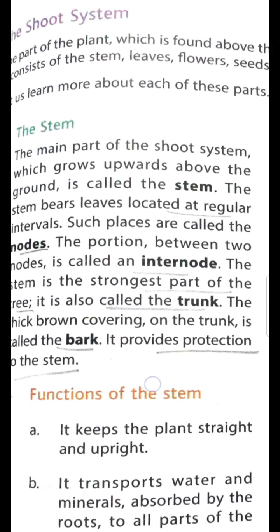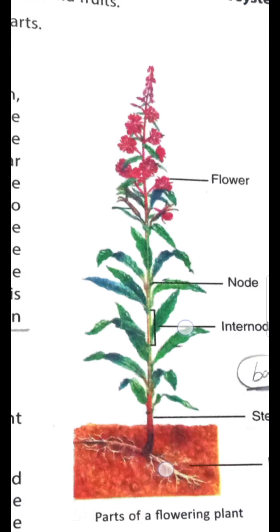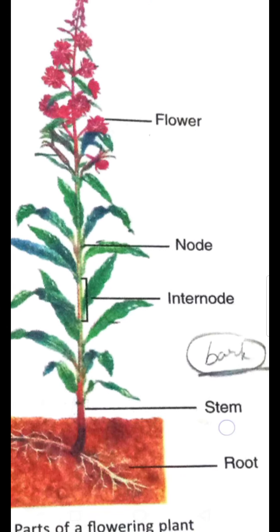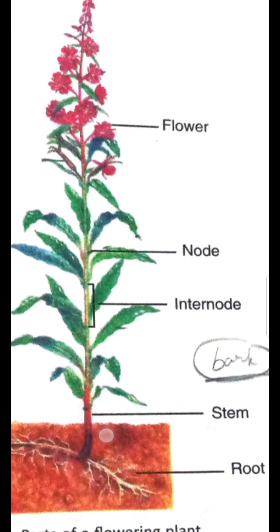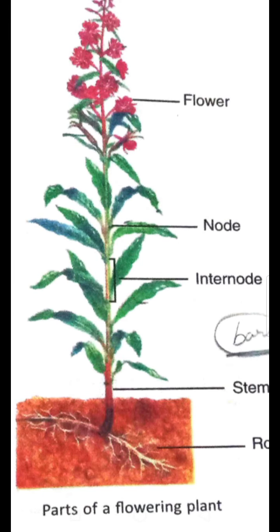The stem. Stem is the main part of shoot system which grows above the soil. As you can see here, the part of plant which grows above the soil is called stem. And in the stem, at regular intervals leaves grow, and the part from where the leaves grow is called node. The leaves grow on the stem from these nodes.